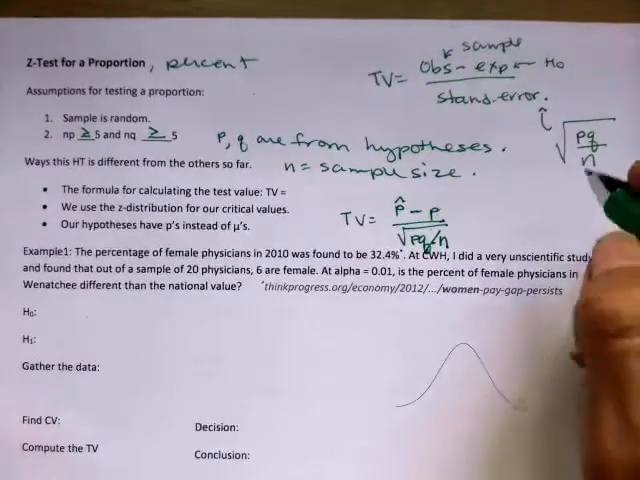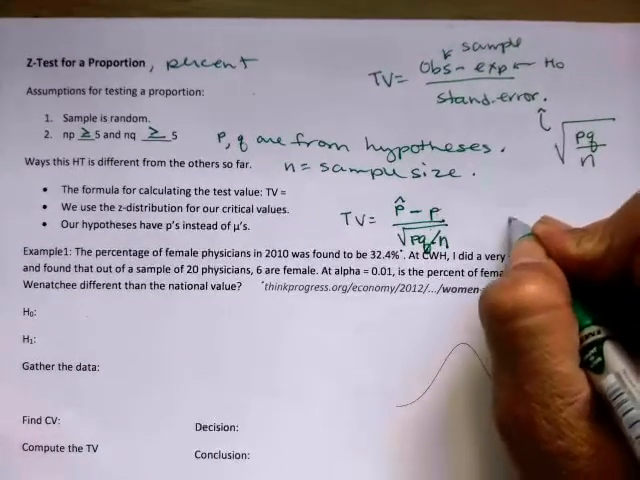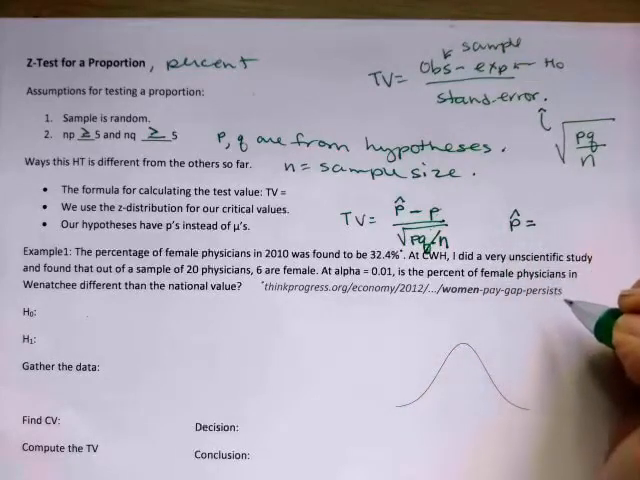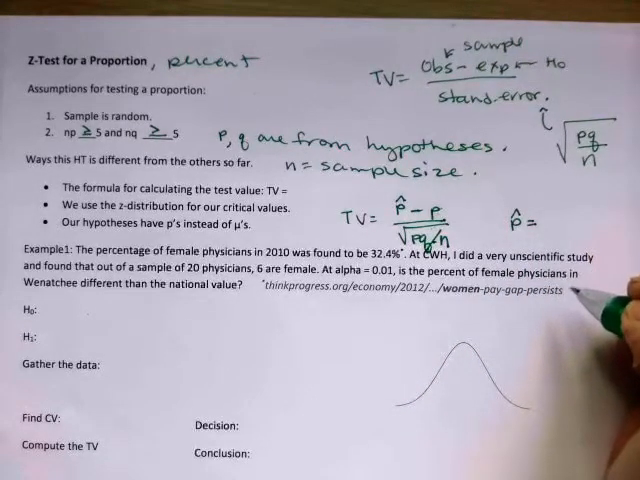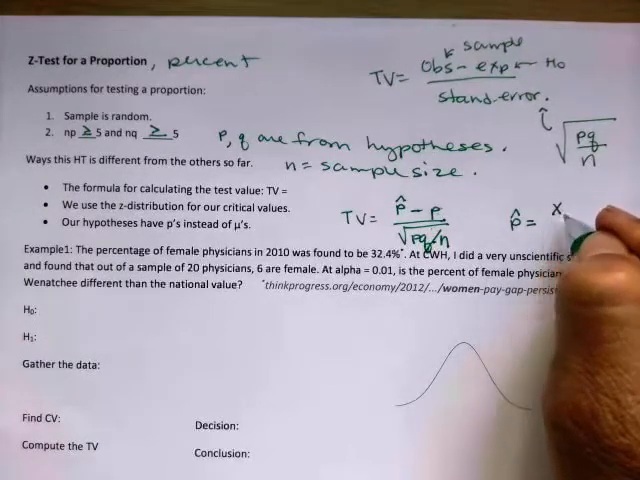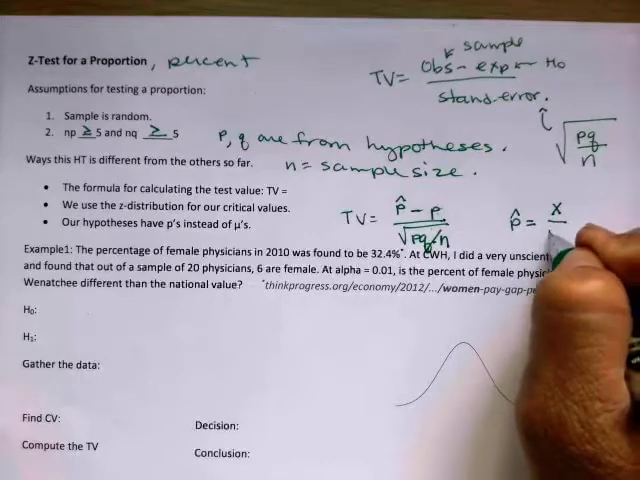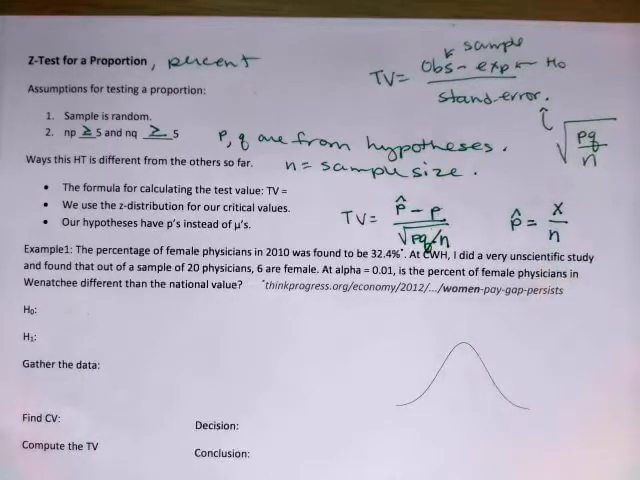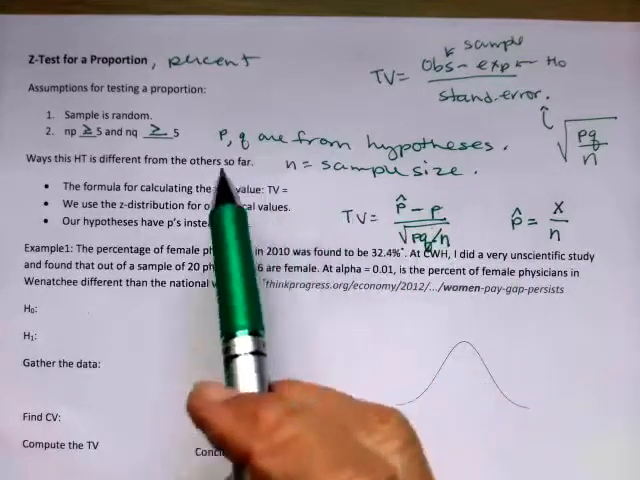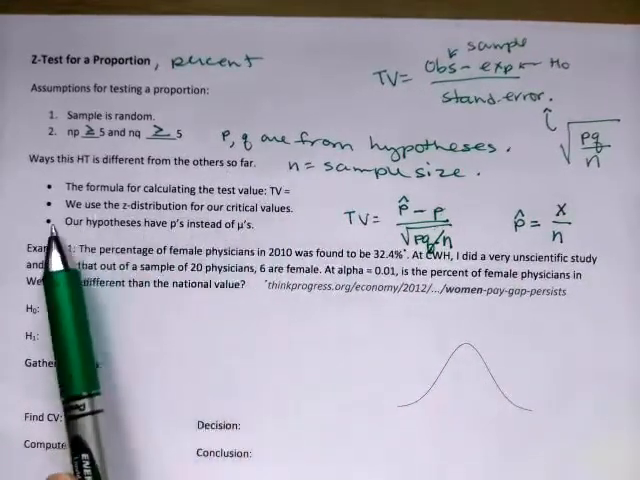One more thing before I go, and that is the p hat. So from our sample, sometimes they'll just tell us, sometimes we'll be given the percentage or the proportion for our sample, but sometimes they'll tell us the x value, how many had it, and we'll need to divide that by the total number in the sample size. Okay, so here we go. So that's how the formula is different.